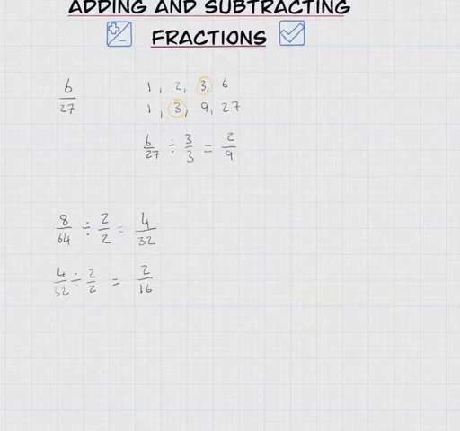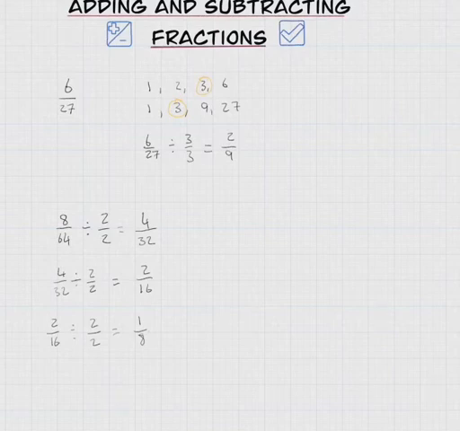Is this fully simplified yet? No, it isn't. I still have two even numbers, so I can still divide that by 2 over 2 again. 2 sixteenths divided by 2 over 2 is equal to 1 over 8. Now, this is fully simplified. I cannot possibly find an equivalent fraction with smaller numbers than these. An easy way to tell that you're done is if you've got a numerator of 1. Some of you would have been able to see at the very beginning, when we had 8 out of 64, that 8 is a factor of 64.